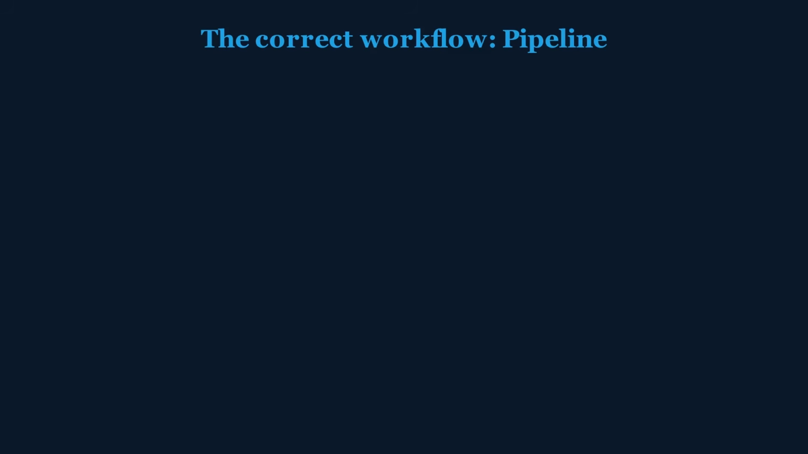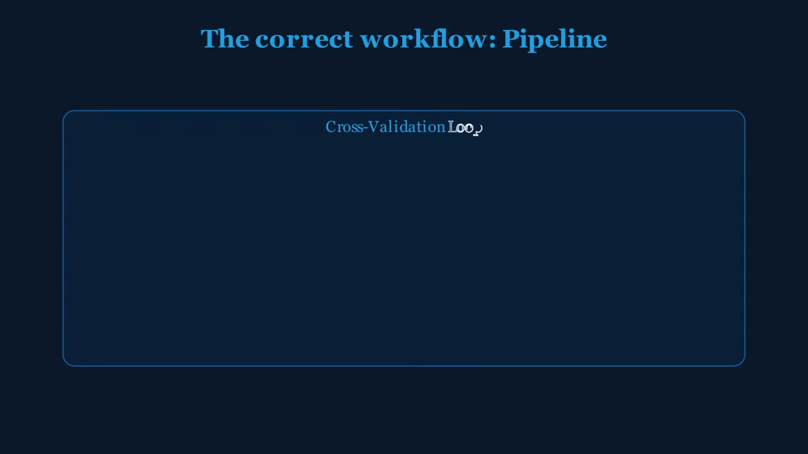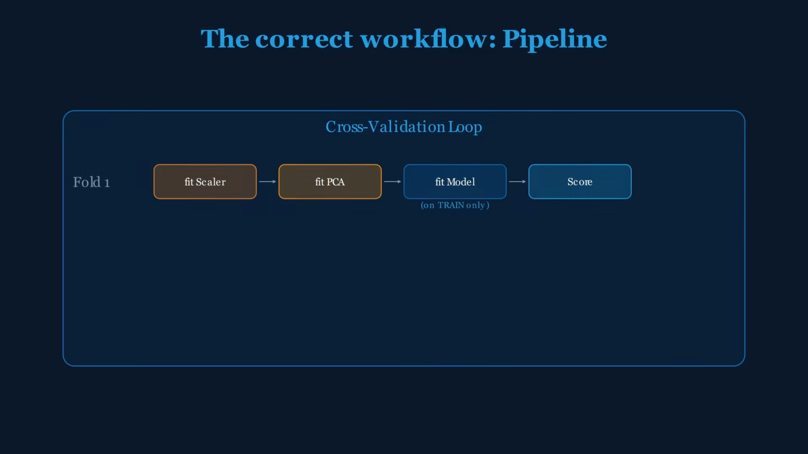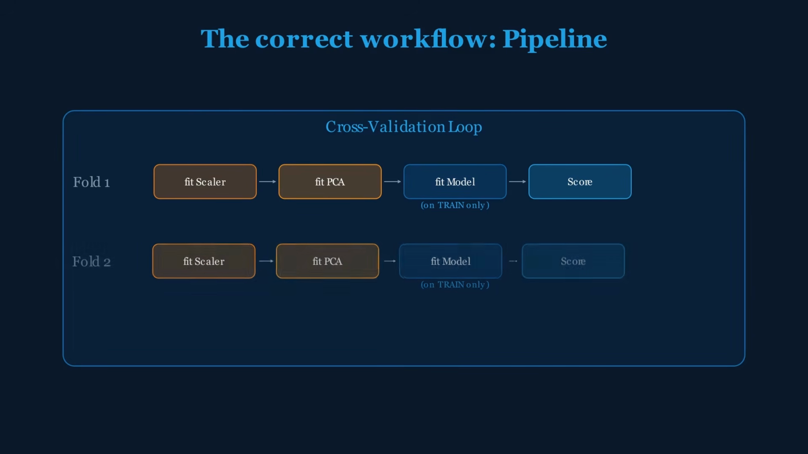With a scikit-learn pipeline. A pipeline bundles your preprocessing steps and your model into a single object. When we pass that pipeline into cross_val_score, scikit-learn calls .fit on the training portion only, for every step, in every fold. The scaler learns from training rows. PCA finds its axes from training rows. The validation fold is never touched during fitting.